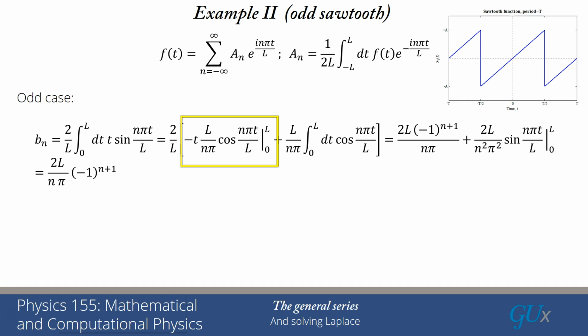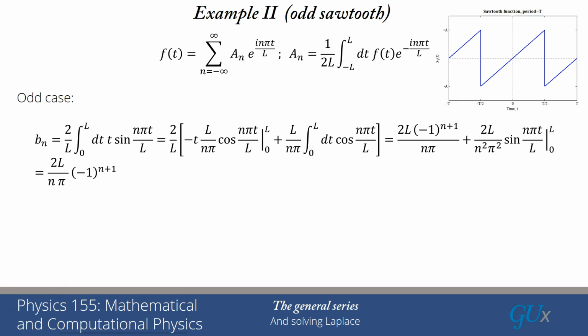The term at L is equal to minus 1 to the n times L squared over n pi. And then I have to multiply it by 2 over L, so I get 2L over n pi times the minus 1 to the n. And because there's a minus sign in front of it, we can absorb that in and make it minus 1 to the n plus 1.